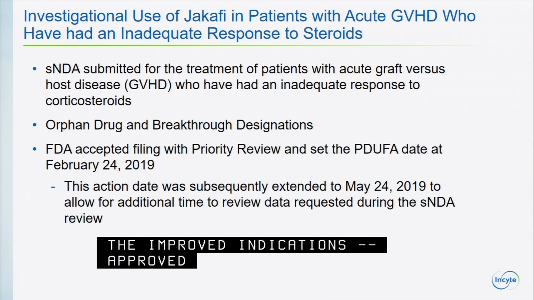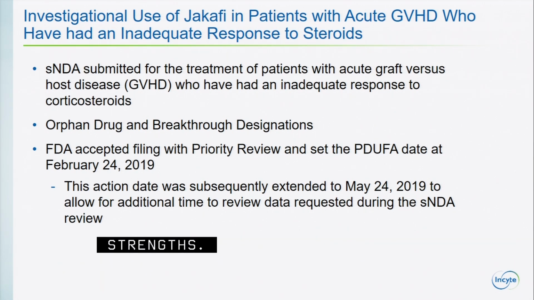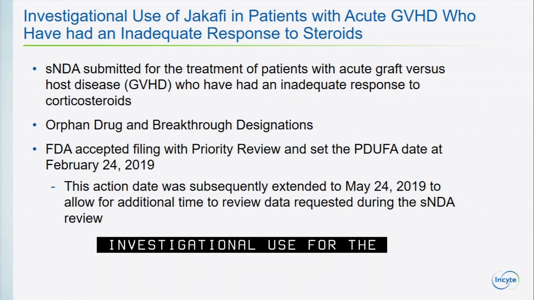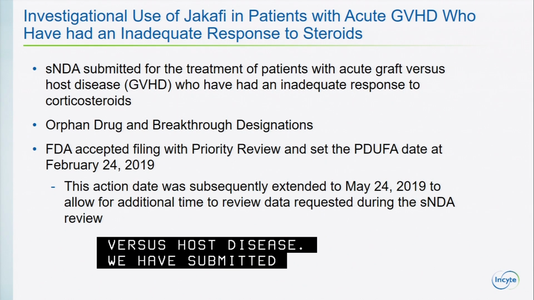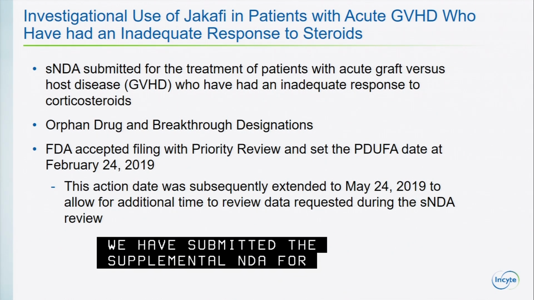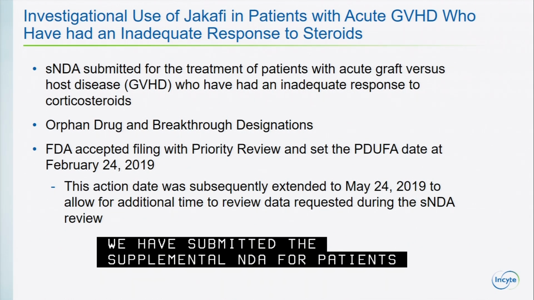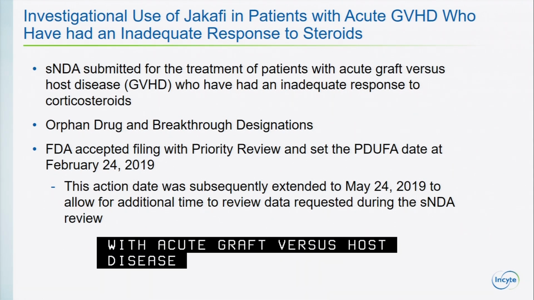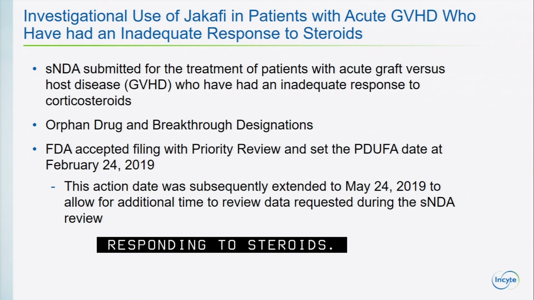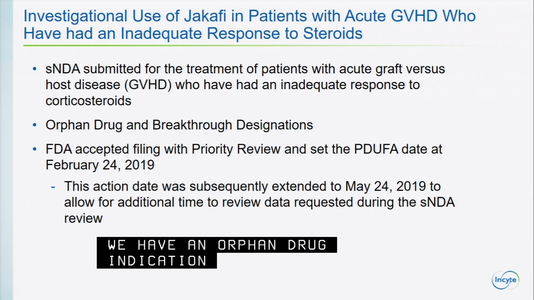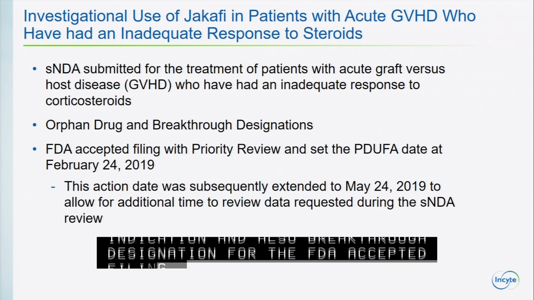So it's currently under an investigational use for the treatment of acute graft versus host disease. I'll touch upon that in a little while. And the indication that we have submitted the supplemental NDA for is for patients with acute graft-versus-host disease that is inadequately responding to corticosteroids. So we have an orphan drug indication and also breakthrough designation for that. FDA accepted our filing, and we are under priority review with an extension date of May 24th of this year.